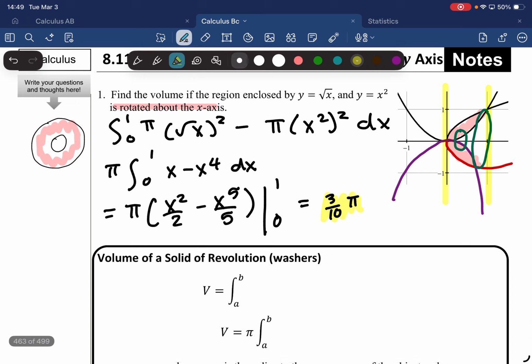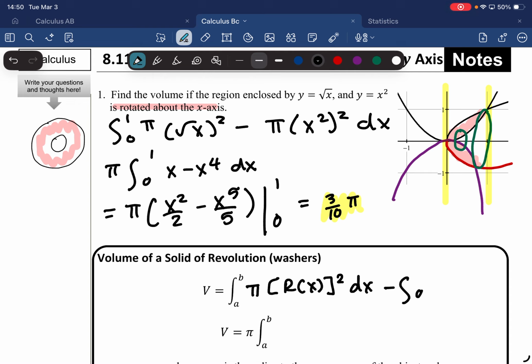So ultimately what we did is we used the volume of a solid revolution of washers formula, and that is volume is equal to the integral from a to b of pi times capital R of x squared dx minus the integral from a to b of pi times little r of x squared dx.